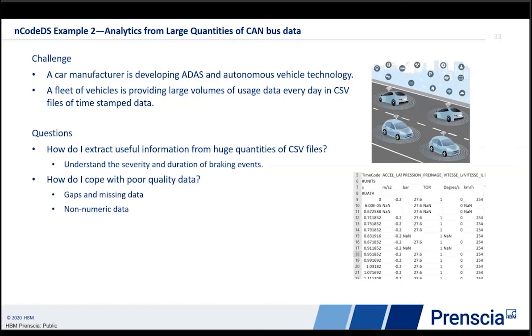Also, how do I cope with things like poor quality data? The example there, we've got these NANs, or not a number. In the data that's coming back, you don't always have good data. Sometimes data is missing, and so we need to cope with that, or non-numeric data. And that can be a big part of what slows down the analysis in the first place, having to massage that data into a form that can be analyzed.